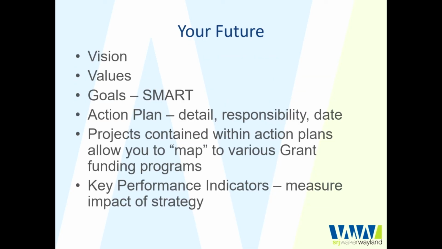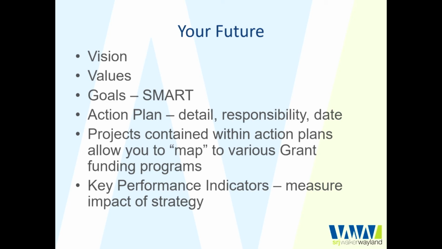You also should have a summary of your future vision for your business. What does that look like in 5 years' time? What are the values that you need to operate your business to achieve that vision? What are your goals? What's your detailed action plan? This is where you would put in your one-page plan, for example, if you had already prepared that. The projects contained within that one-page plan, those action items, are what we use when we look to map projects to various grant funding programs.